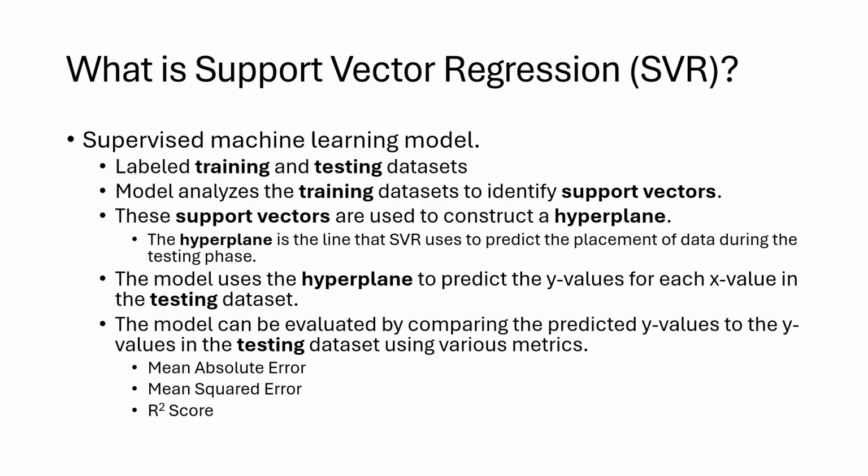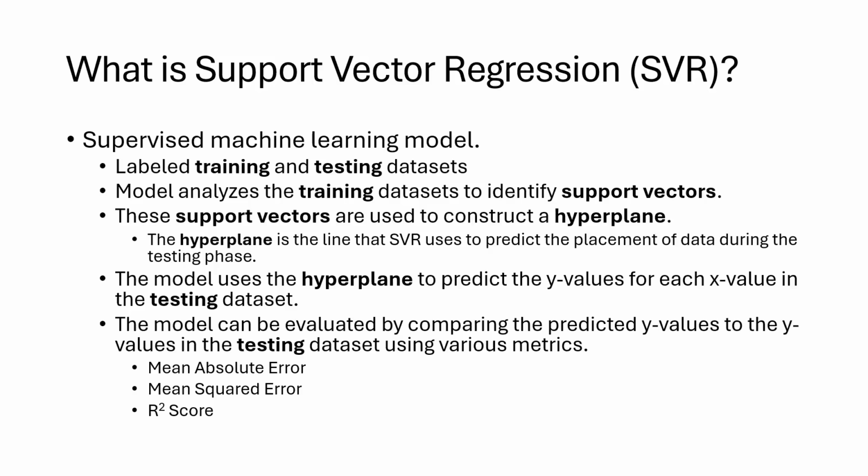So when we move into the testing phase, the model uses the hyperplane to predict the y values for each x value in the testing data set. The model can be evaluated by comparing the predicted y values to the y values in the testing data set using various metrics like mean absolute error, mean squared error, or R-squared score.